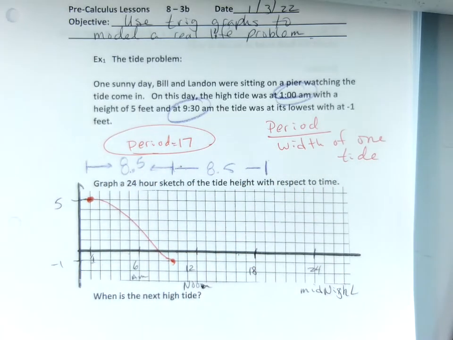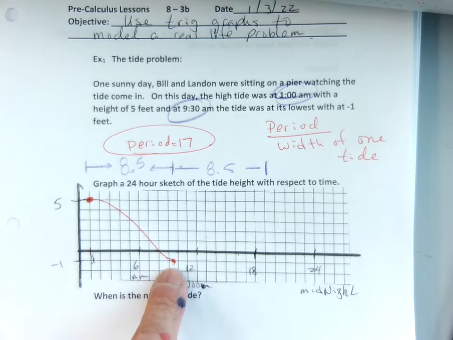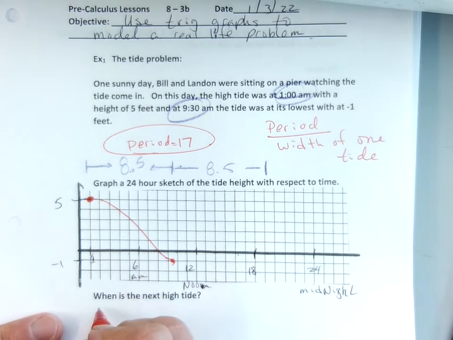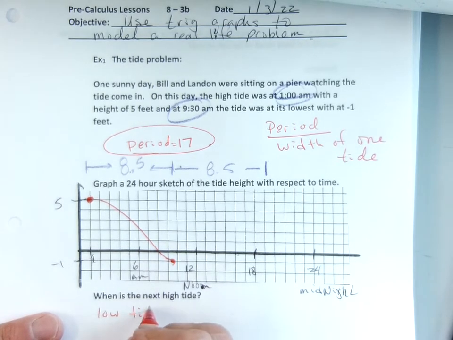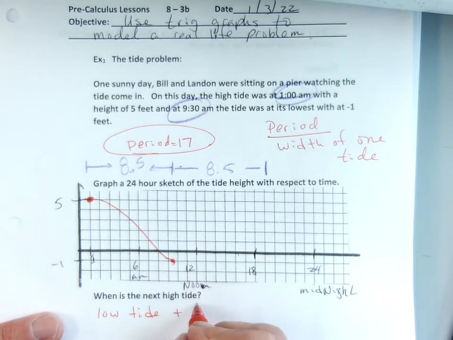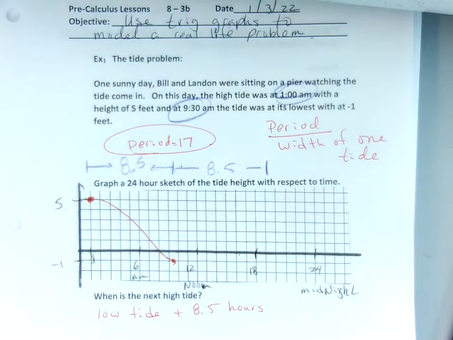Thumbs up on that? Does that make sense? Okay, good. That's really important in this problem to know that. So to get the next high tide, I'm going to take my low tide and add 8.5 hours. Visually, we're going to go from here another 8.5 hours, right? So there's half, there's 1, 2, 3, 4, 5, 6, 7, 8. Should be at 6 o'clock in the evening, or 1800, okay?